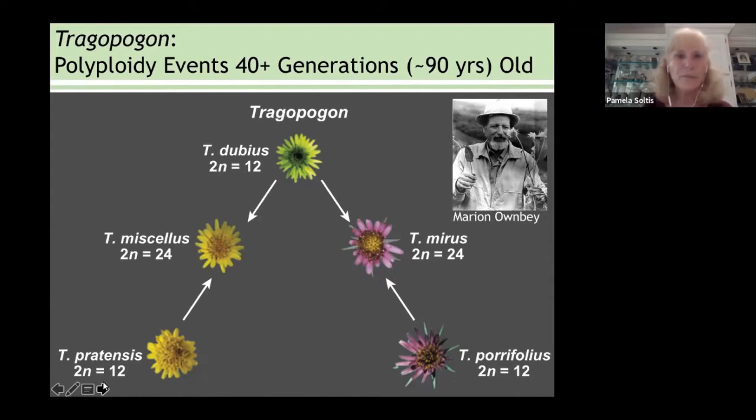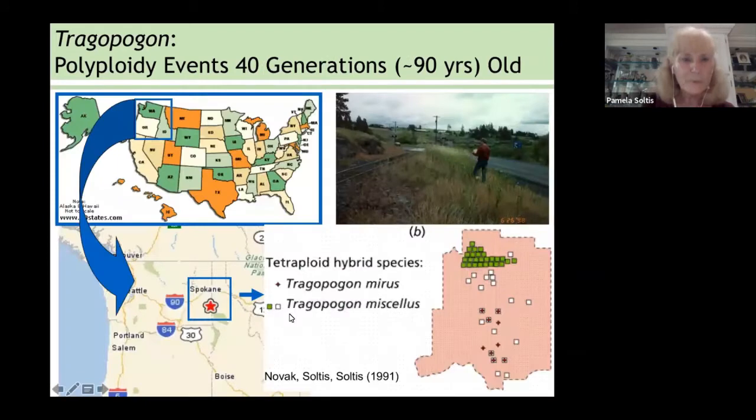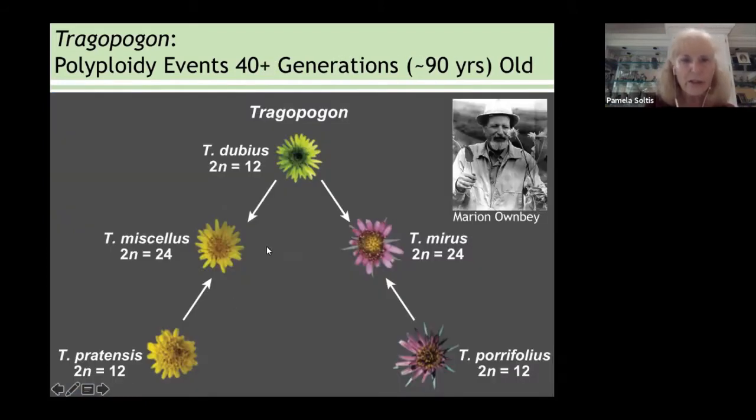So in this particular system, which was described by Marion Ownbey in 1950, three diploid species of Tragopogon from the sunflower family were introduced from Europe into the Pacific Northwest of the United States in the early 1900s. These species were Tragopogon pratensis, Tragopogon dubius, and Tragopogon porrifolius, here at the points of this triangle. These diploids hybridized with each other and produced allopolyploids. So Tragopogon dubius and pratensis formed Tragopogon miscellus, and dubius and porrifolius formed Tragopogon mirus.